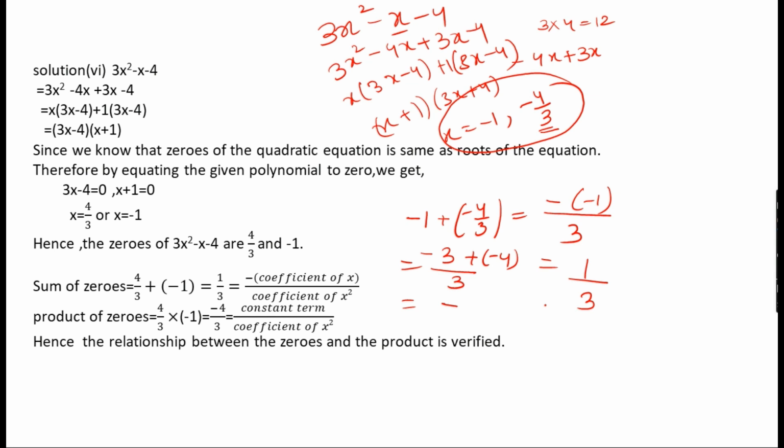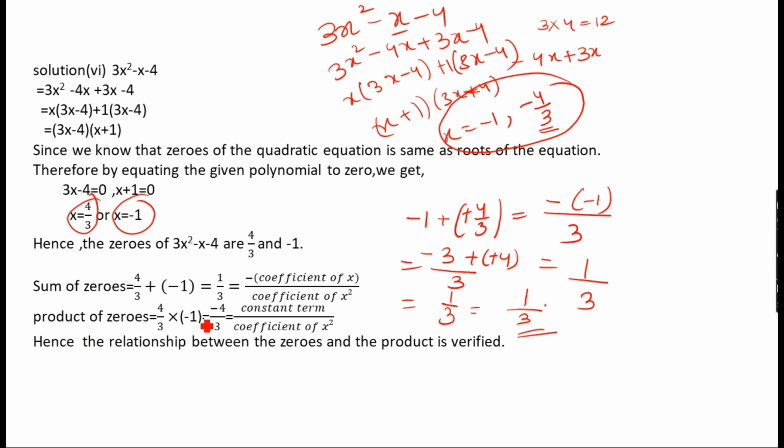The zeros of the polynomial come from 3x minus 4 and x plus 1. Therefore, the value of x is 4 by 3 and minus 1. On adding these two terms, we get 4 minus 3, that is 1 by 3. Therefore, we get 1 by 3.